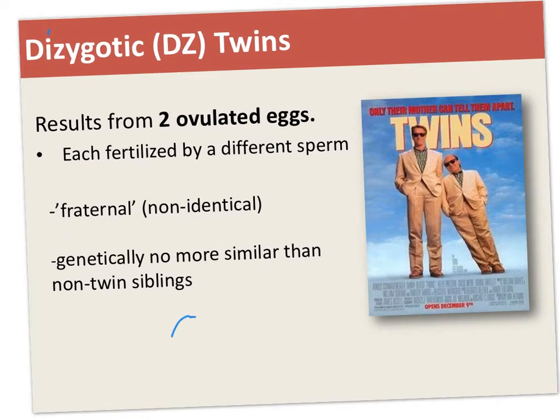In contrast, dizygotic twins, the female releases 2 eggs instead of 1 during ovulation. Each gets fertilized by a different sperm. So they're just like brothers and brothers, or brothers and sisters, siblings. They're half related to each other. It just so happens they're going to be born at the same time, but they're basically like brothers and sisters in terms of who they're related to.